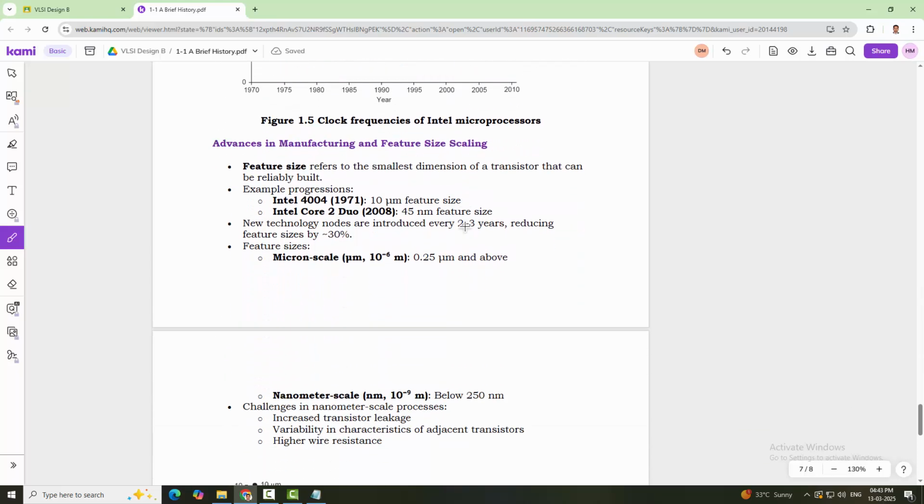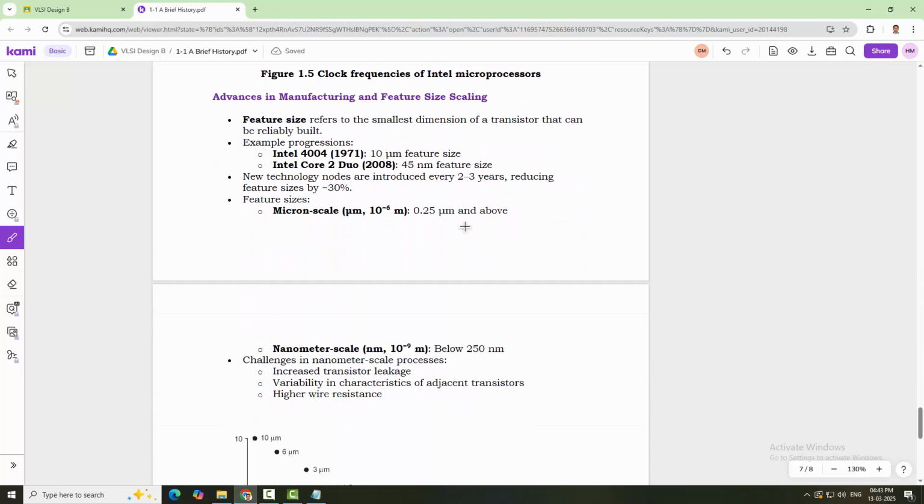Next, let us see the advances in manufacturing and feature sizes. Feature size is very important because that decides the technology. Feature size refers to the smallest dimension of a transistor that can be reliably built. That will decide the size of a transistor. An example is Intel 4004, which was released in 1971. The feature size was 10 micrometer.